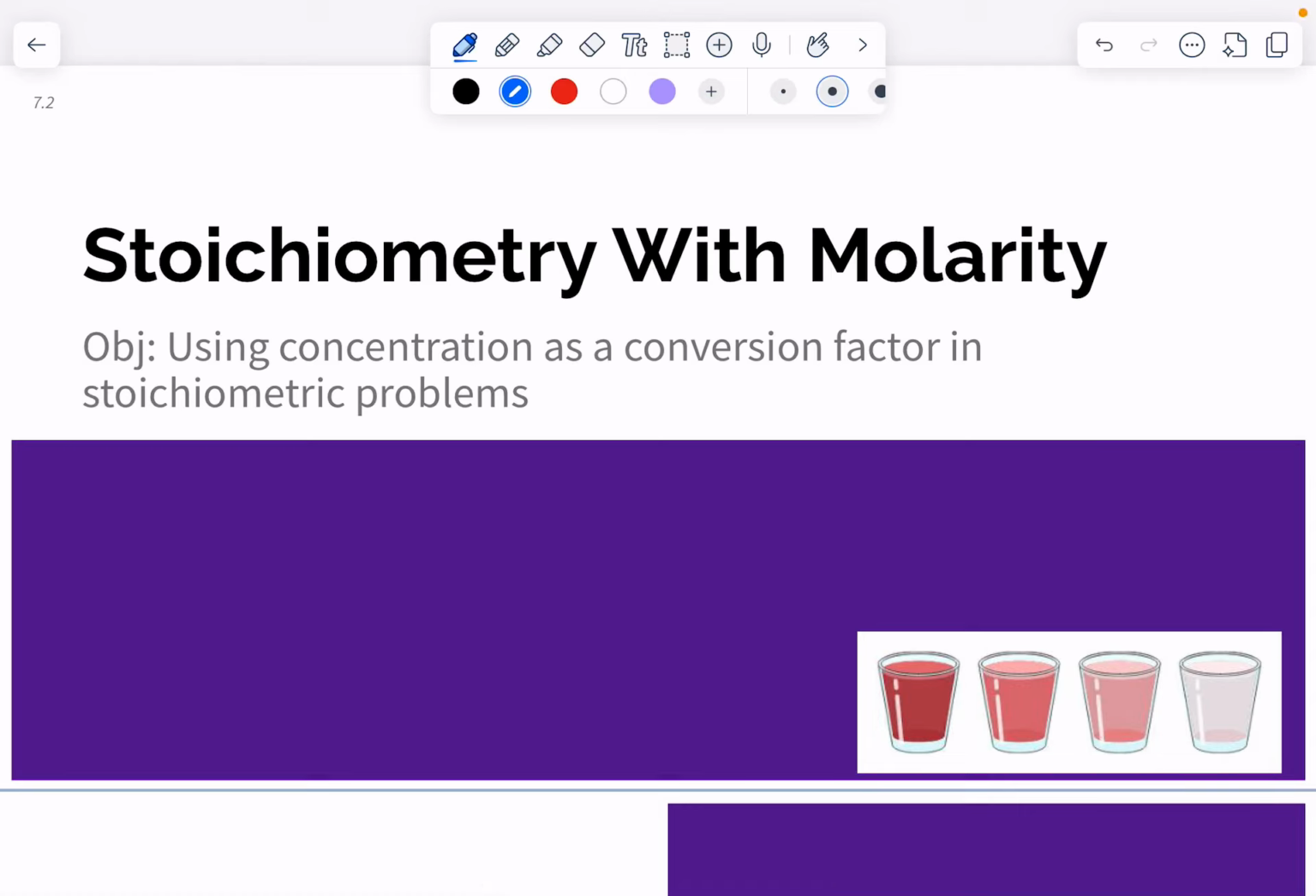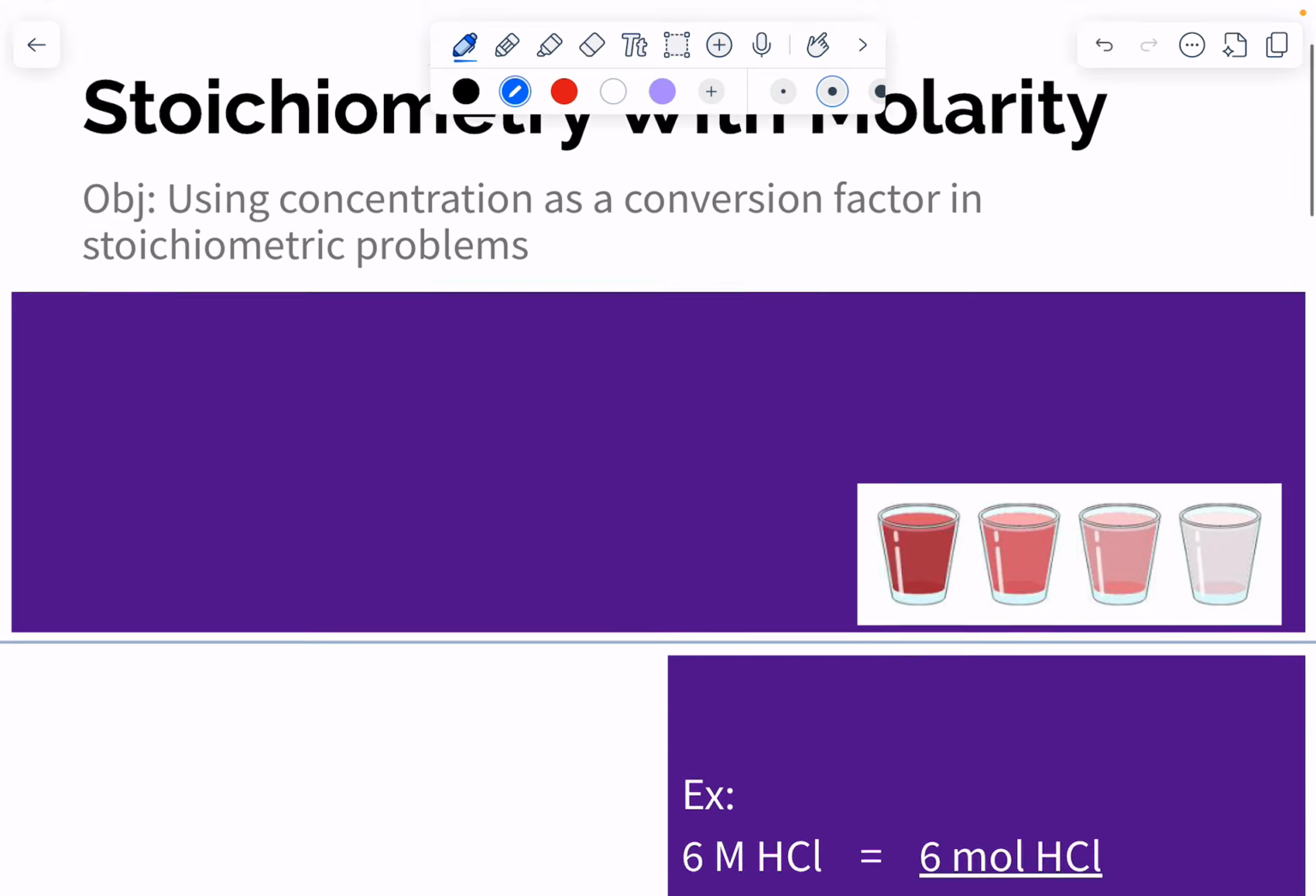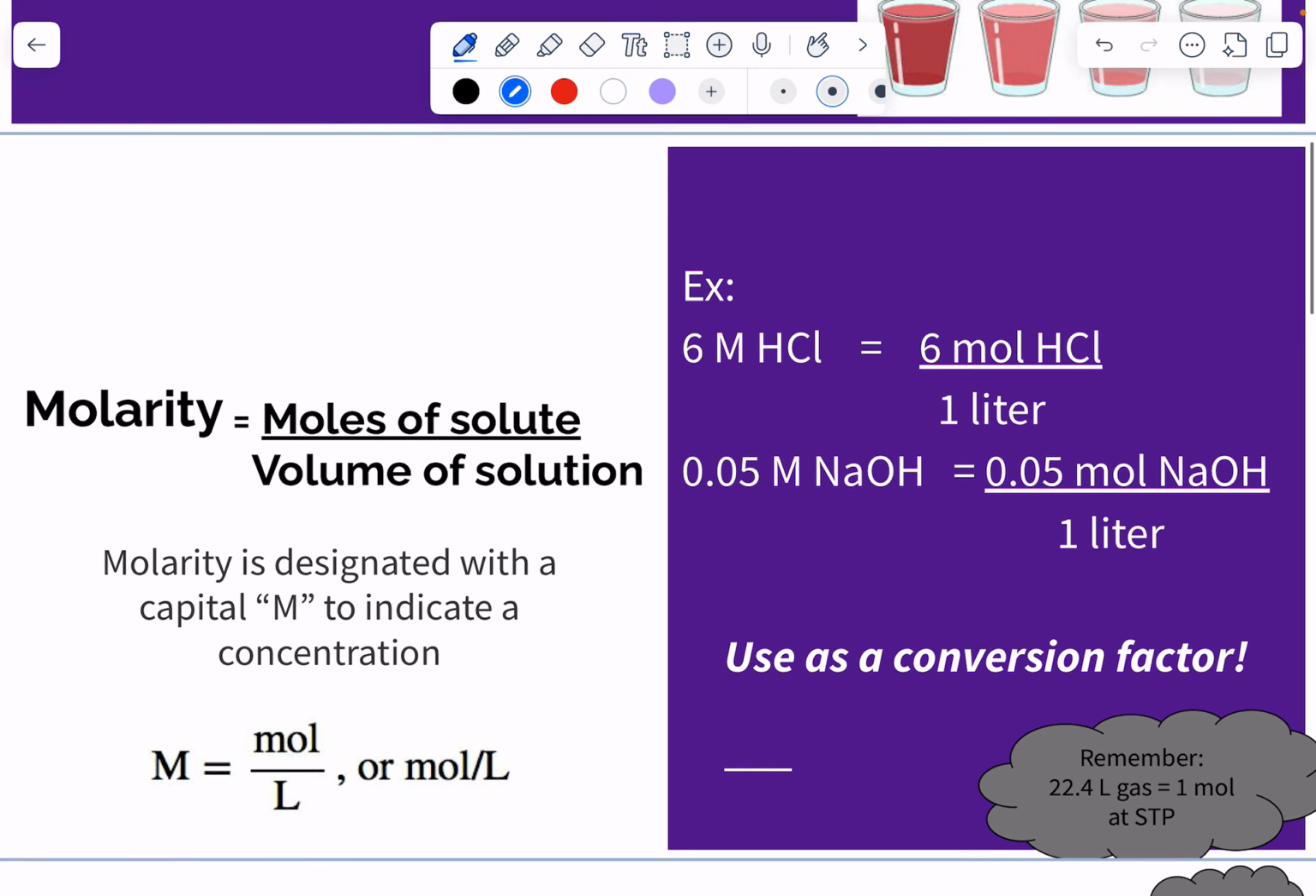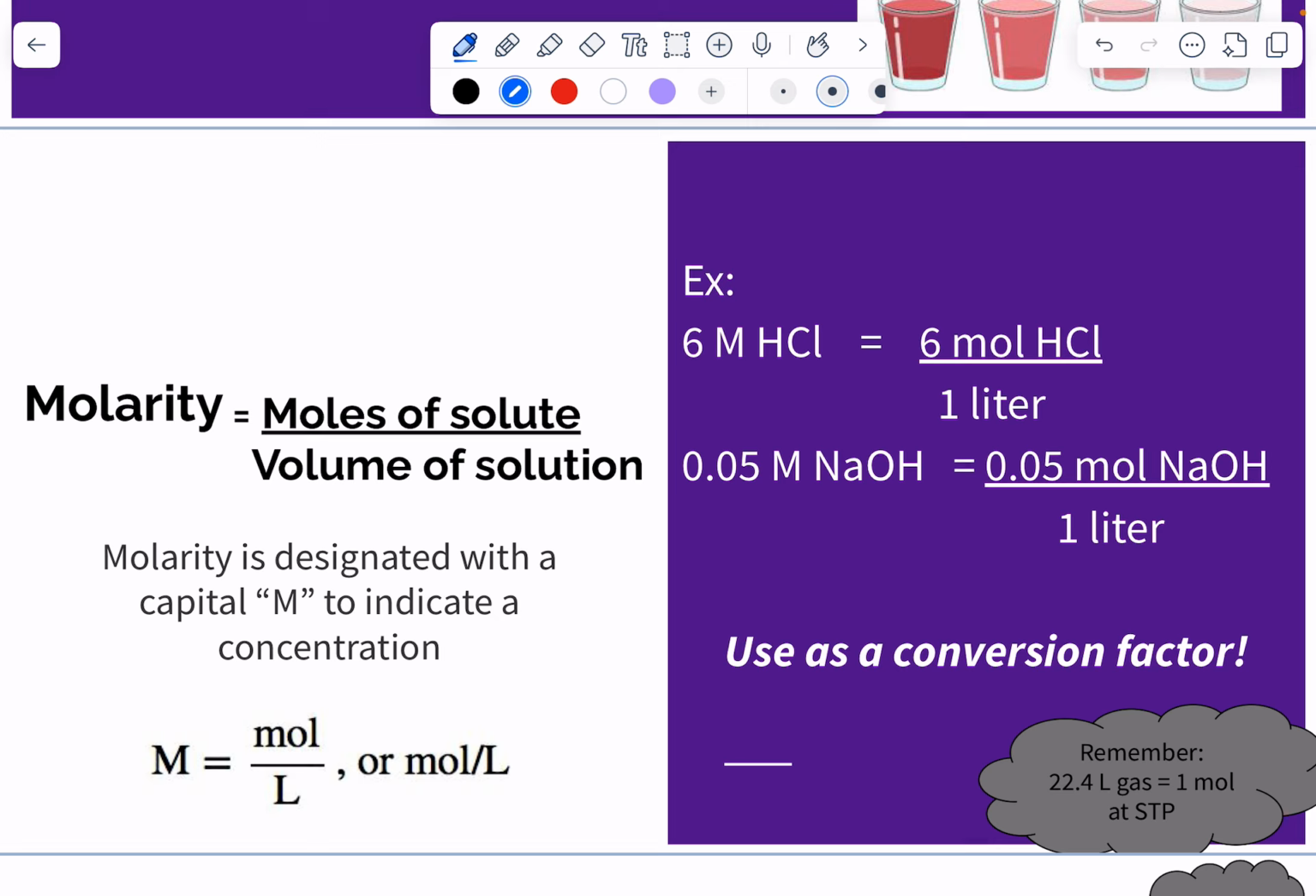The purpose of today's notes is to continue our lesson on stoichiometry, but now we're going to be using an additional conversion factor, which is going to be using the concentration of a solution. So if you recall, concentration is measured in molarity, and molarity is solved by looking at the moles of solute that you have over the volume of solution. So for example, if you have 6 molar hydrochloric acid, that would mean that you have 6 moles of hydrochloric acid per 1 liter of solution.